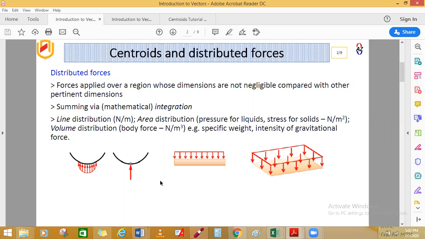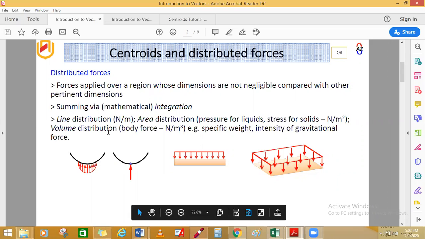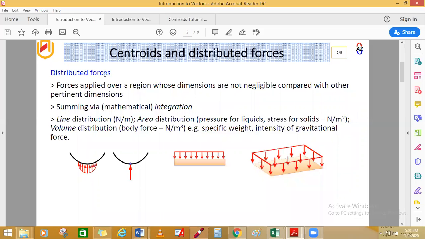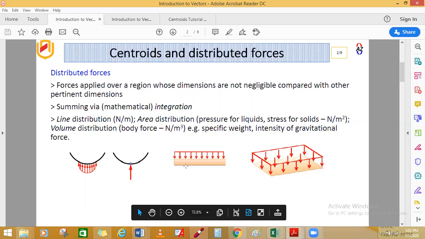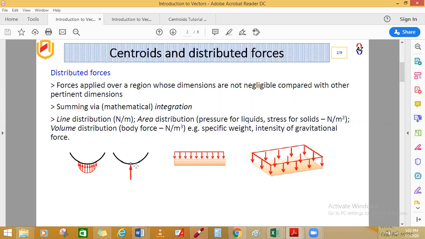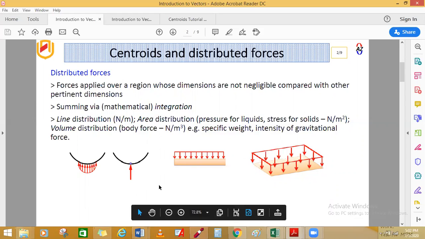Okay, centroids and distributed forces. Basically what they're saying here is that distributed forces are all about how the forces are acting on an object. It might be in a line, it might be on some sort of surface area, or it can be in terms of 3D. When you have a liquid in a pipe which is under pressure, there will be forces acting from all the axes.